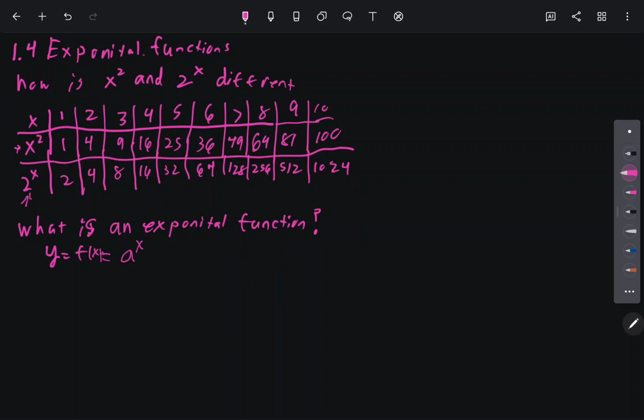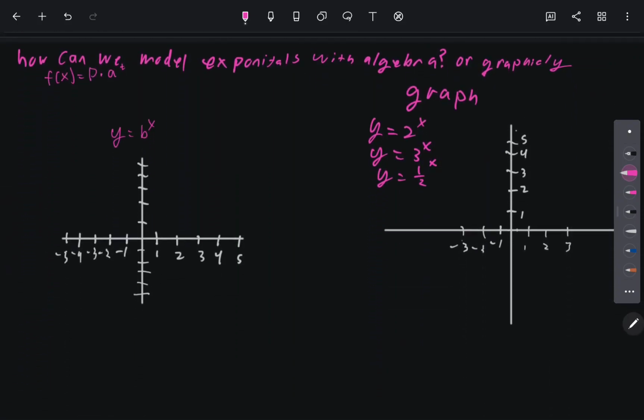A more generalized form of an exponential function, especially if you're working with something like population or interest in a bank account, you might see y is equal to P times a to the x, where P is the initial value. But, yeah, there we go. Continuing on, I already went over the algebra part, so I won't worry about that.